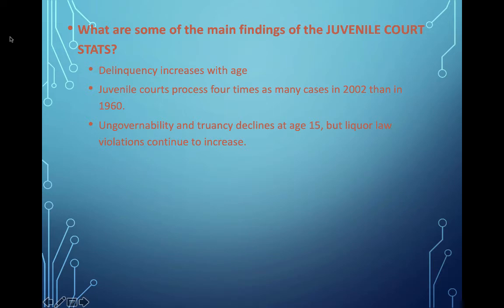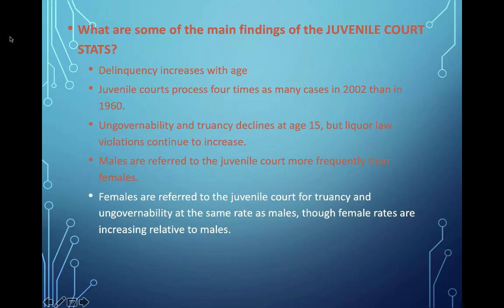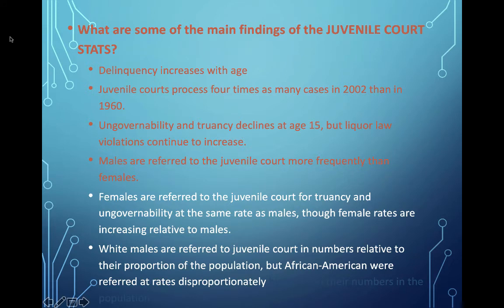Ungovernability and truancy declines at age 15, but liquor law violations continue to increase. Males are referred to juvenile court more frequently than females are. Females are referred to juvenile court for truancy and ungovernability at the same rate as males, though female rates are increasing relative to males. And white males are referred to juvenile court in numbers relative to their proportion of the population, but African Americans were referred at rates disproportionately.